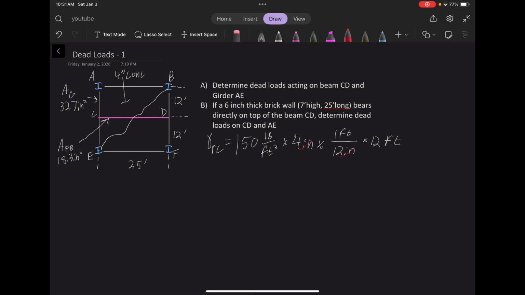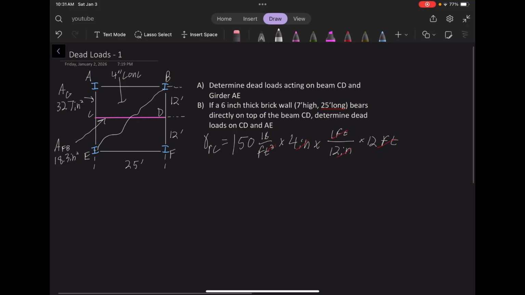And then we can start canceling some units out. This cancels, this cancels. These turn into squares, so it becomes 1. So that means that the unit weight of the reinforced concrete on this floor is equal to 600 pounds per foot per 12-foot section. So that's per 12-foot section here.